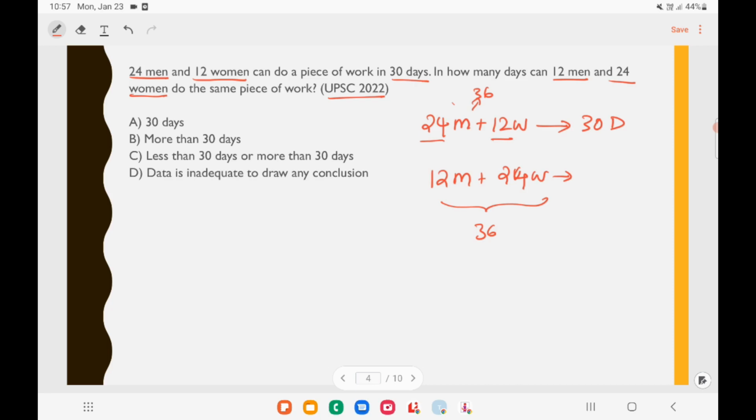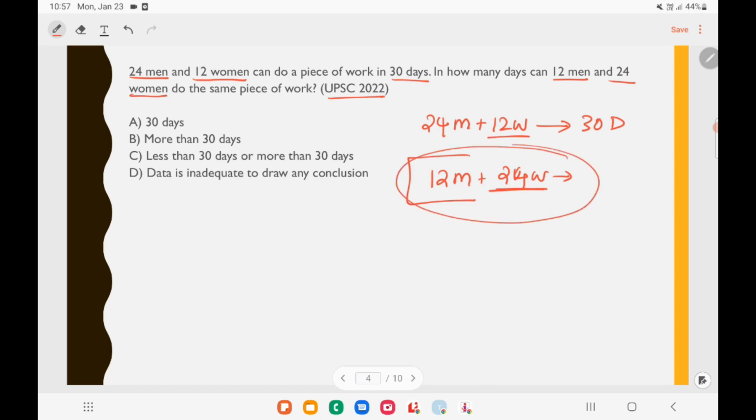So we cannot draw any conclusion from here, because if men were more efficient than women, the condition in which you have more number of men will be able to do the work in lesser number of days. So if men were more efficient, this condition has more number of men. Here 24 men are there, here only 12 men. So in this condition, you can do the work fast. Similarly, if it is given in the question that women are more efficient than men, then the condition in which more women are there, here you have 24 women, here you have only 12 women. That means if women were more efficient than men, this condition will take lesser amount of time.